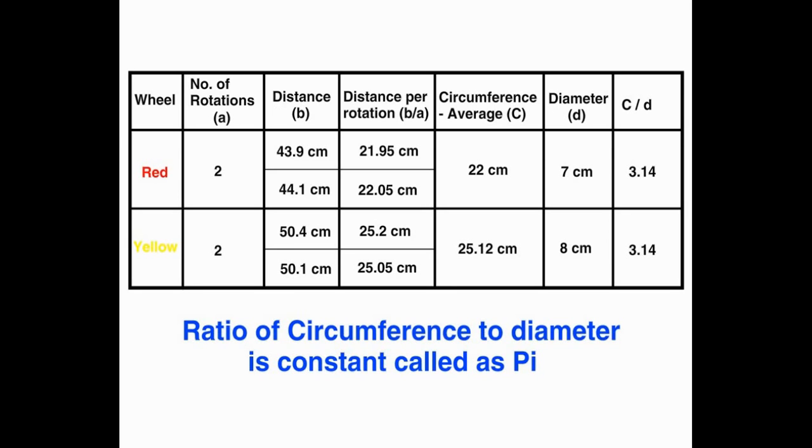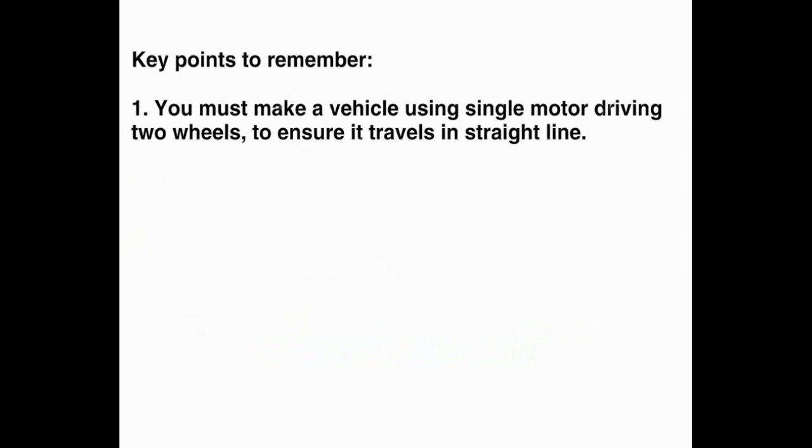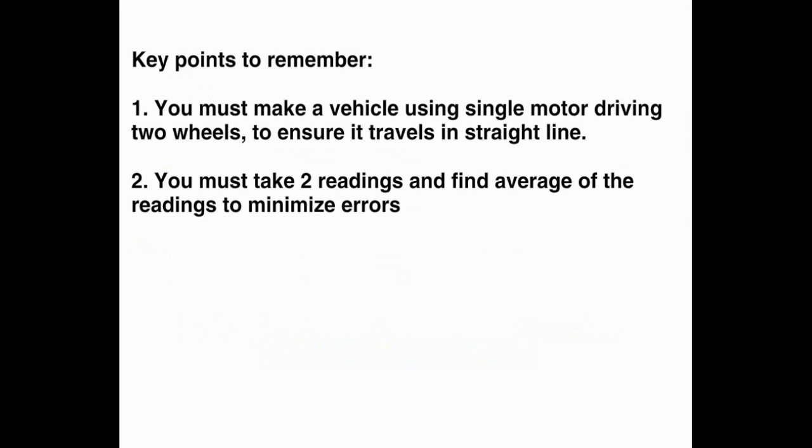While doing the experiment, you need to remember some key points. They are, you must make a vehicle using single motor driving two wheels to ensure it travels in straight line. And you must take two readings and find average so as to minimize the errors.